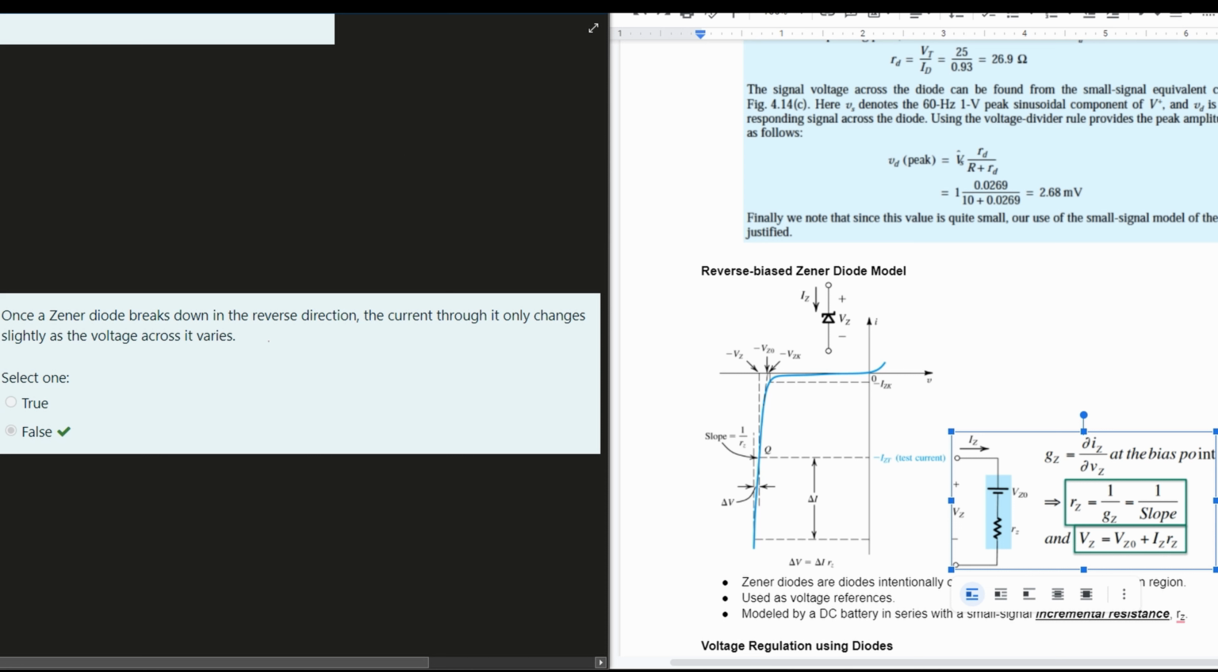We're told that once a Zener diode breaks down in the reverse direction, the current through it only changes slightly as the voltage across it varies. Is this true or false?